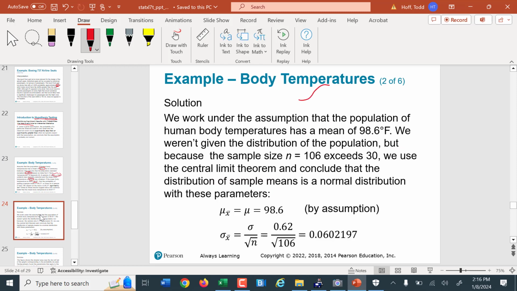So what we're doing here is we're taking a bell curve, a normal distribution. We're saying 98.6 is the center of that distribution. And we're saying, well, is 98.2, what's the probability of getting a sample mean that's smaller than that? So we have our population mean, or we're expecting the mean of our sample means to equal our population mean of 98.6. We're expecting the standard deviation of those sample means to be the population standard deviation of 0.62 divided by the square root of our sample size, giving us 0.06021997.